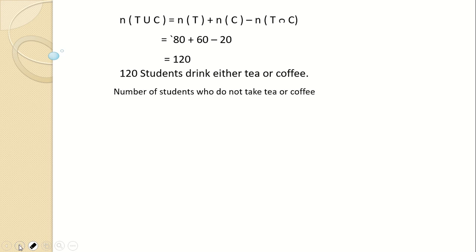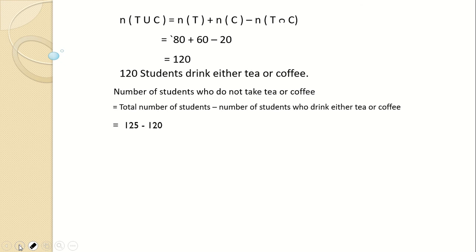Now the number of students who do not take tea or coffee is equal to the total number of students minus those who take at least one drink. So there are total 125 students, out of which 120 take at least one of the two drinks, tea or coffee. So obviously there are 5 students who do not take any of the drinks, tea or coffee. I think you must have understood this sum. If you have still not understood, you can go over and listen to this part again. I hope you will understand then. Okay, let's go to the next word problem.